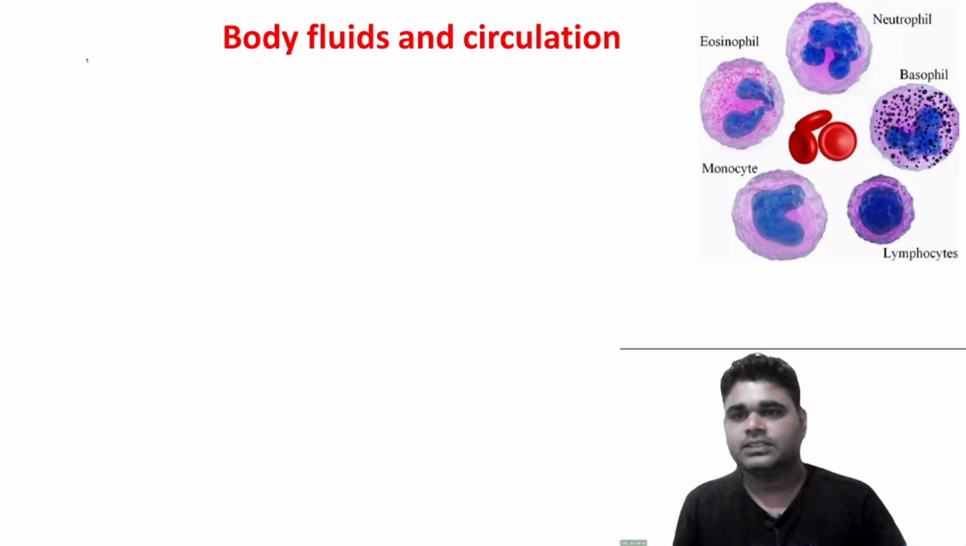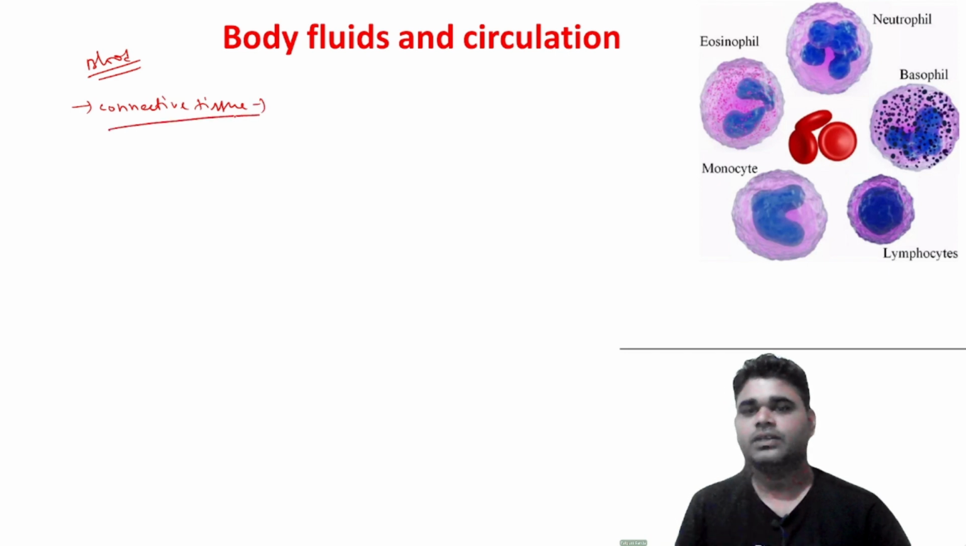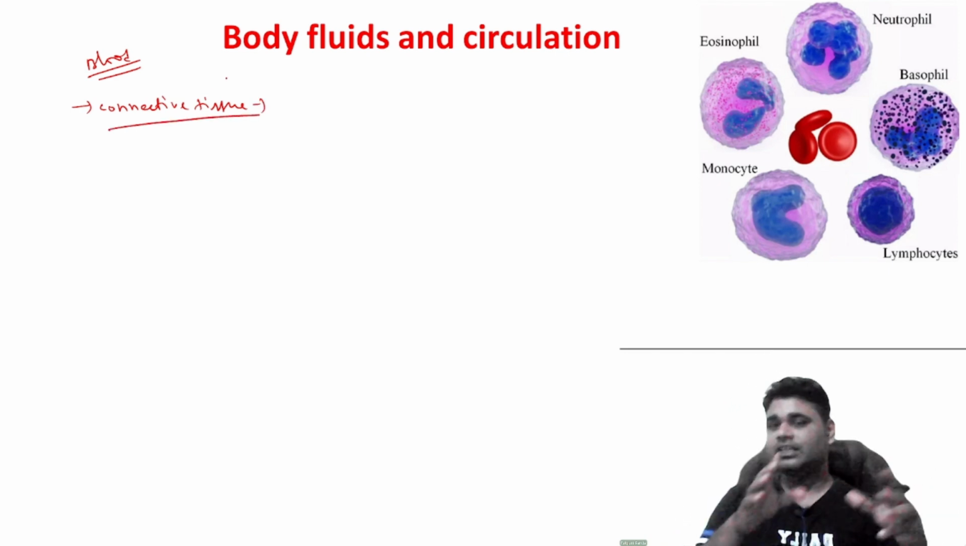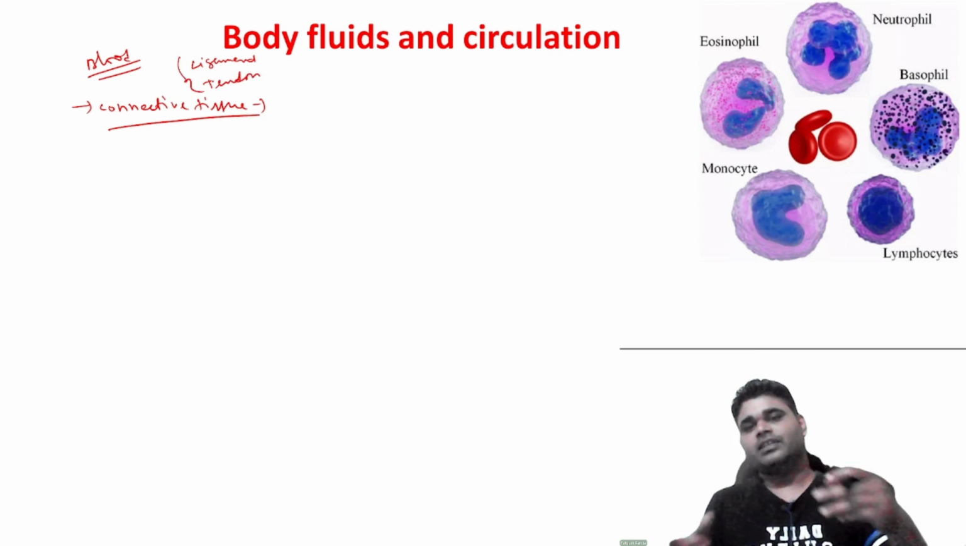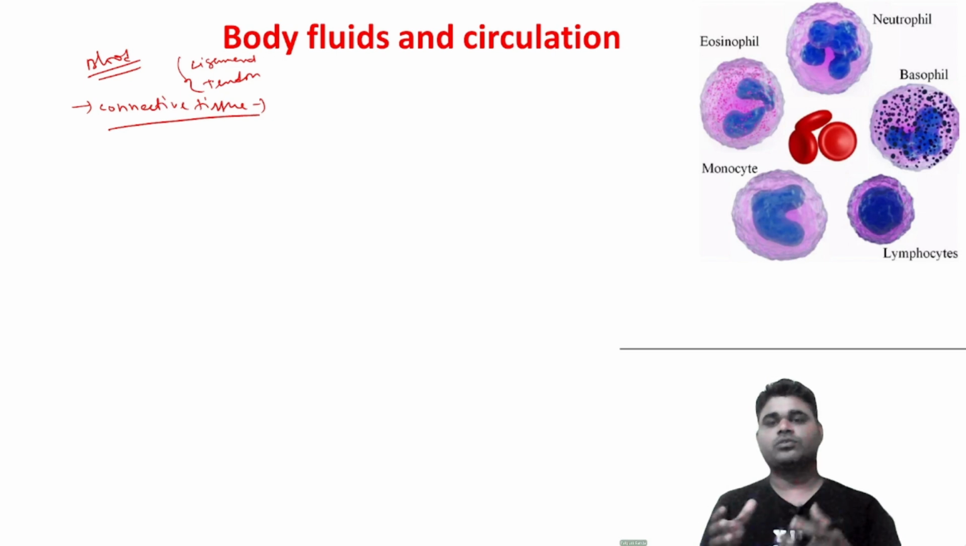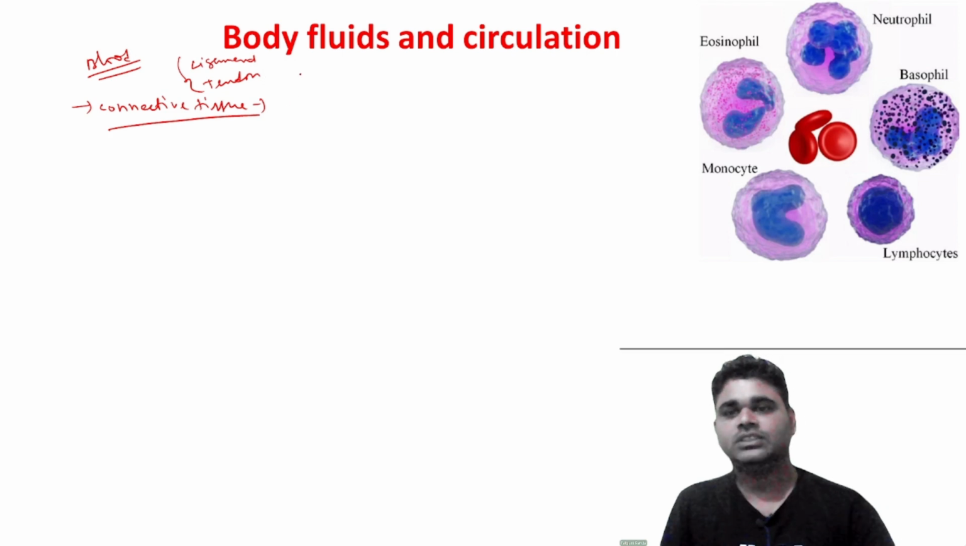First, what is the blood? Blood is simply a connective tissue. What does connective tissue mean? That means it connects parts, for example the ligament and the tendon. So like the ligament and the tendon, blood is also called a connective tissue, and because of this, the origin of the blood is the mesoderm.